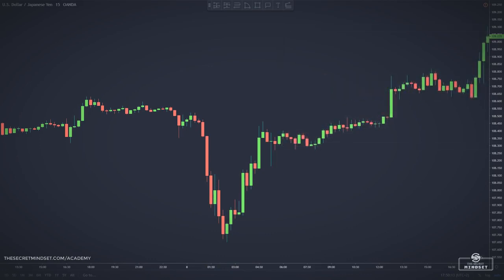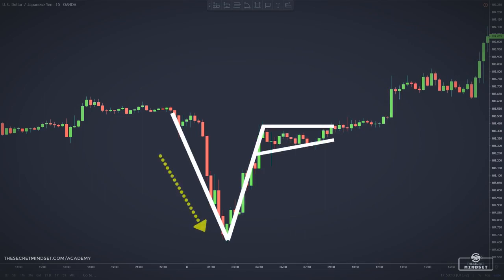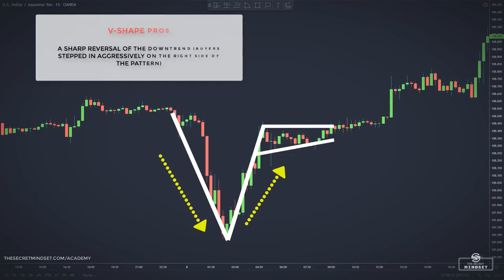A V bottom, when the price drops and then sharply rallies up, may also form a cup. Some traders like these types of cups, while others avoid them. Those that like them see the V bottom as a sharp reversal of the downtrend, which shows that buyers stepped in aggressively on the right side of the pattern.